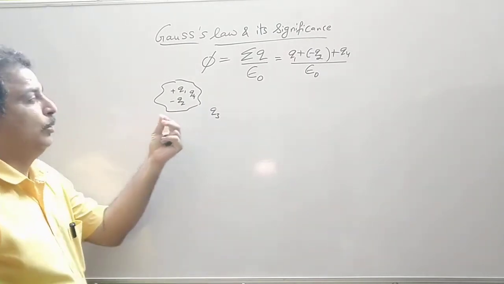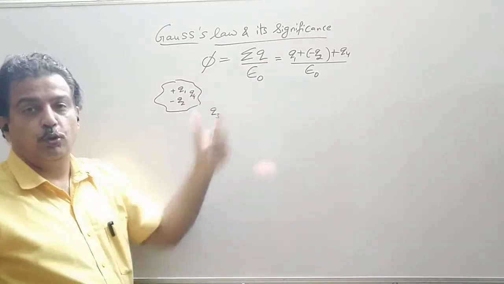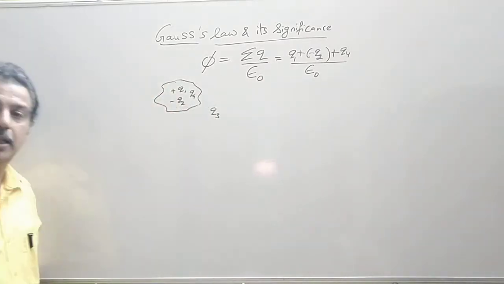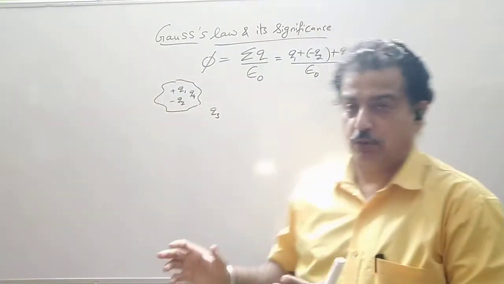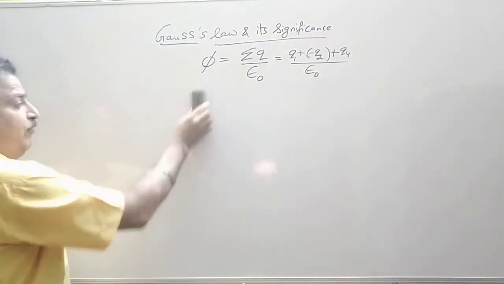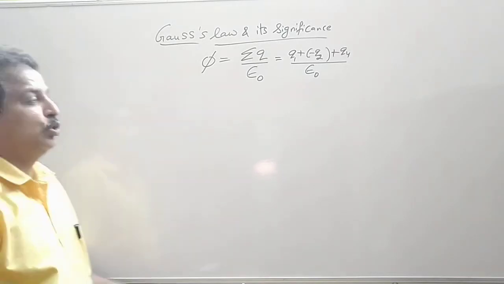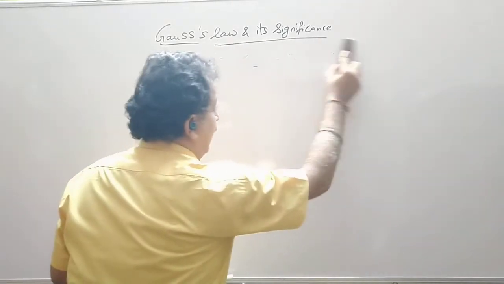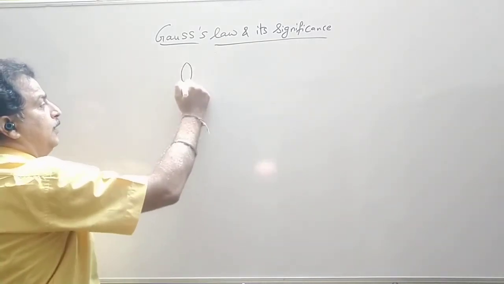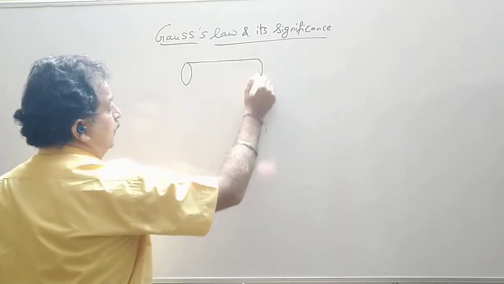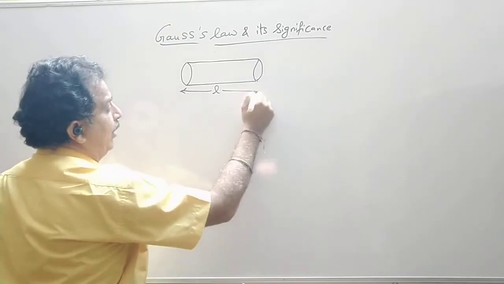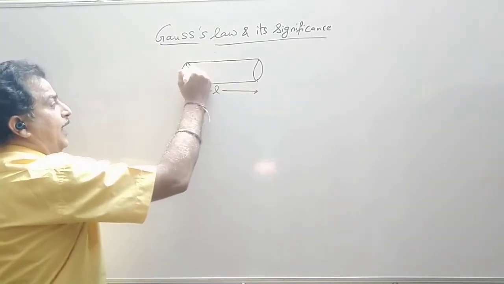Now we will prove why summation q is taken equal to the charge enclosed in the Gaussian surface. So first we will assume a closed surface, and for example we are taking the closed surface to be a cylinder. So let us consider a cylinder of length L and radius R.